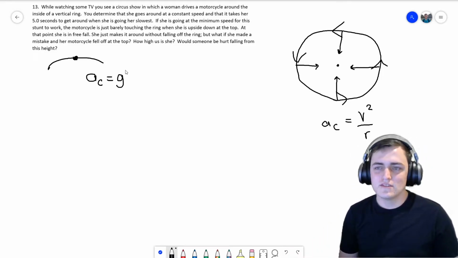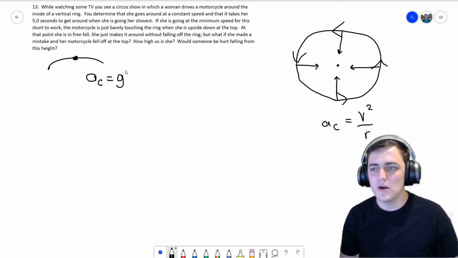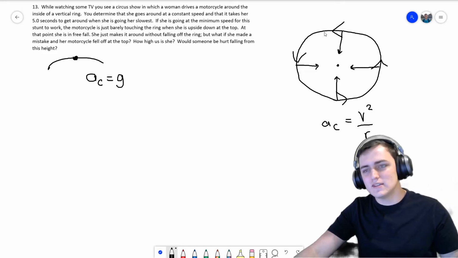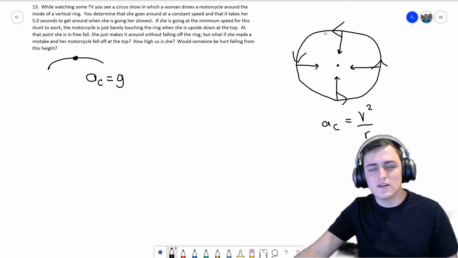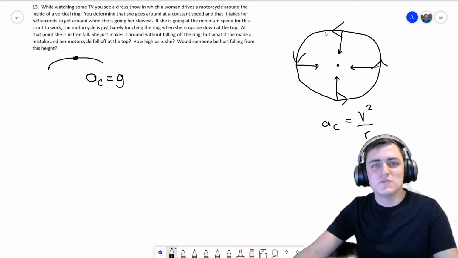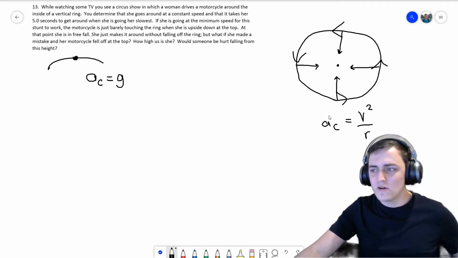It says that she makes it around without falling down, but what if she made a mistake and fell off the top? How high up is she? Would someone be hurt falling from this height? So what we have to do is figure out how high this circle is. What is that total top height? And we have to see, is that too high for somebody? If it was like 20 meters, yeah, she's going to fall, she's going to be seriously injured. But if it's only 1 or 2 meters, maybe she won't die, right? She won't be critically hurt. So now that we know our g, let's think about this problem.